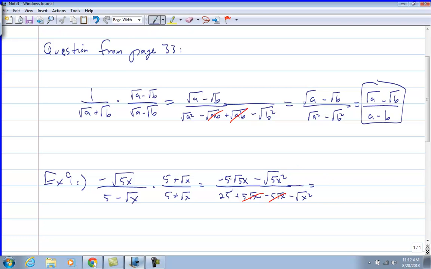And then we have in the numerator negative 5 square root of 5x minus, now we have square root of 5x squared. The square root of x squared is just x, so x comes out, and then we have the square root of 5. Down below we have 25 minus, and the square root of x squared is just x. So the reason that this is negative is because it was negative here, because we had a negative square root of x times a positive square root of x, and that's why it comes out that way.